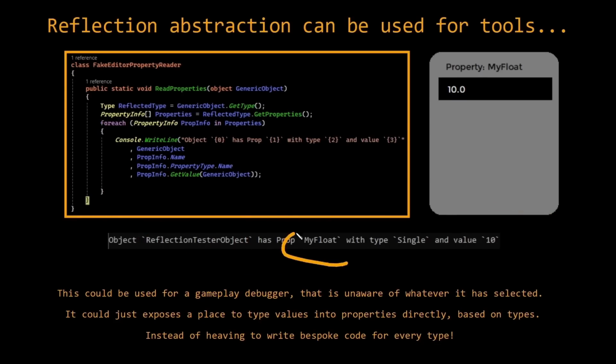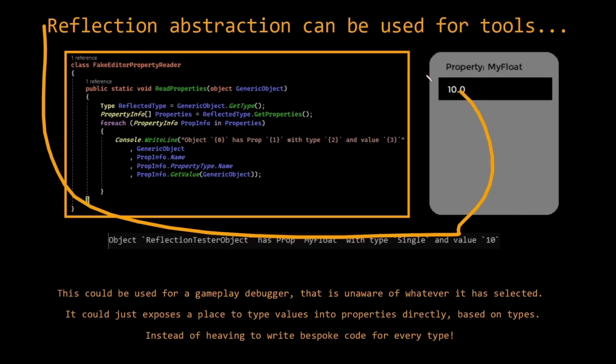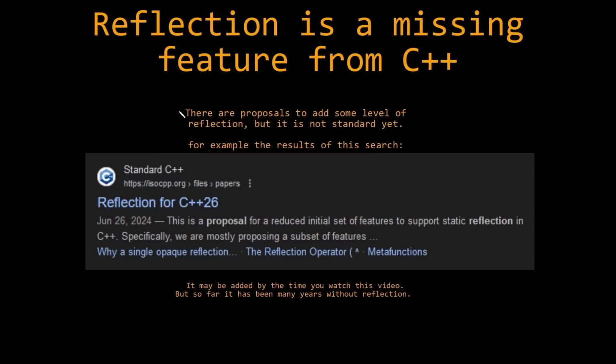This type has a property float of single, which is half of a double effectively. So same thing as just float, and it has a value of 10, or at least 10 currently. And so that's really where reflection's power comes in. But reflection is missing from C++, and it's been missing for a long time. There are some proposals to add reflection. Looks like currently C++ 26, but there isn't reflection by default in C++ like there is in C# or Java.